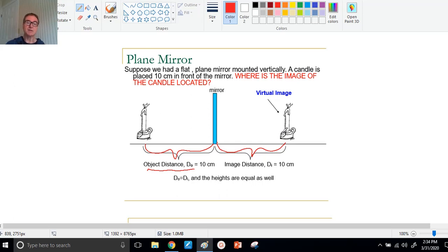And in this case, DO would equal DI. The object distance would be the same as the image distance. And their heights would be the same as well. And it's really only because the mirror that we're dealing with is a flat mirror or a plane mirror. When we get into curved mirrors, things get a little bit more interesting. So in this case, DO and DI would be the same thing.